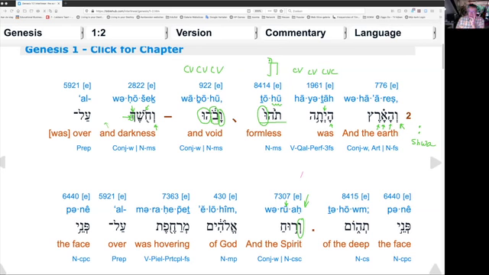This should be spelled like this. It should be like this. That's interesting, because it's not a kibbutz, it's a shurek. I have to look it up. Why is it interesting?